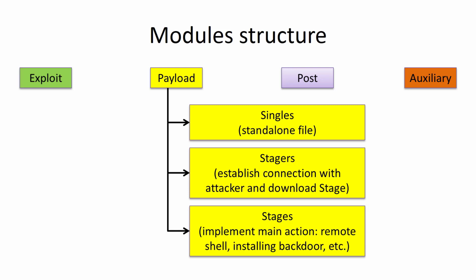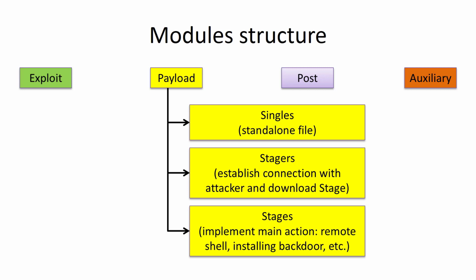Why do we need three types of payload? There are two main reasons. The first one is to reduce the size of the payload. That is why for exploitation we use one small part of the payload, and then the second one is downloaded after successful exploitation.